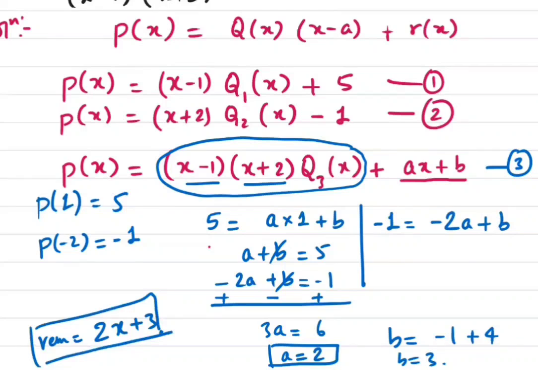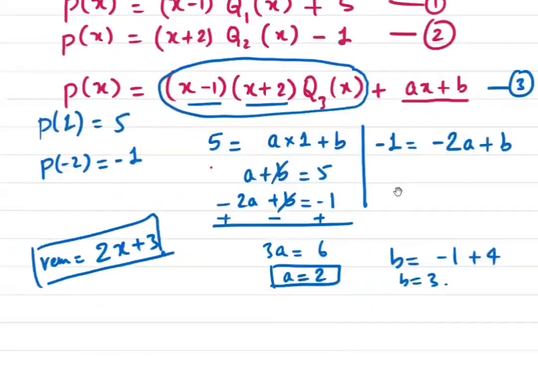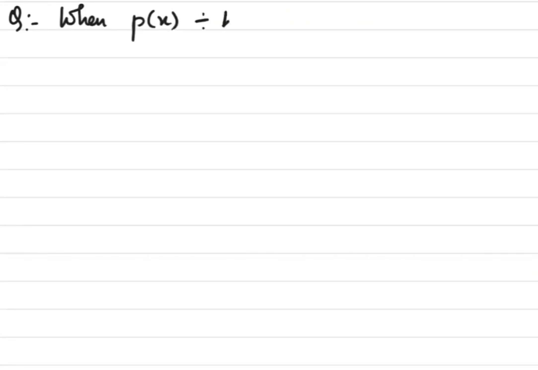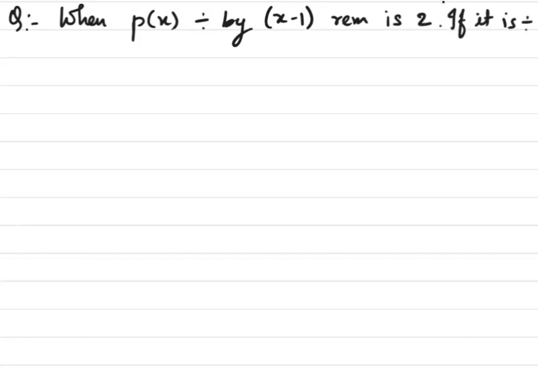Okay, so let us discuss one more question of the same type. This will give you more clarity on this concept. Question is, when P of x is divided by x minus 1, the remainder is 2. If it is divided by x minus 2, then the remainder is 2.